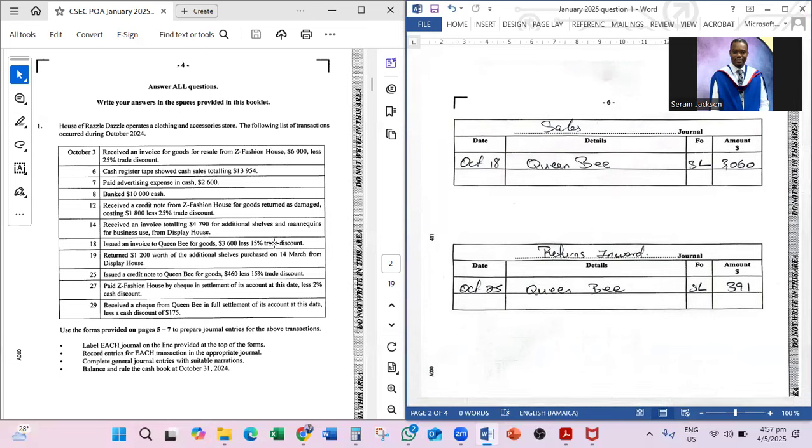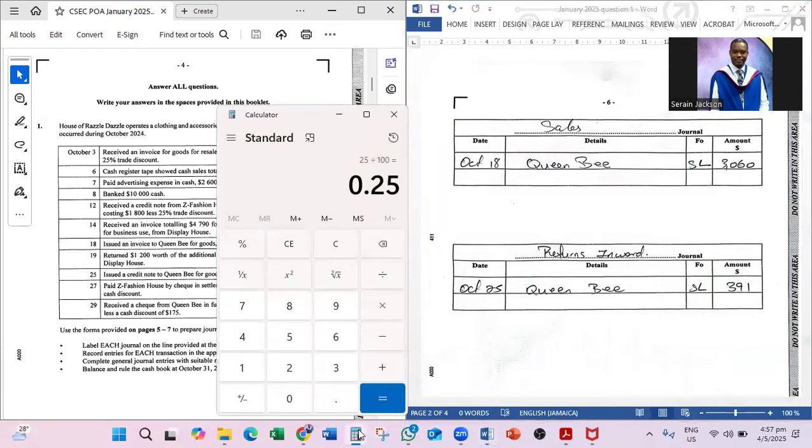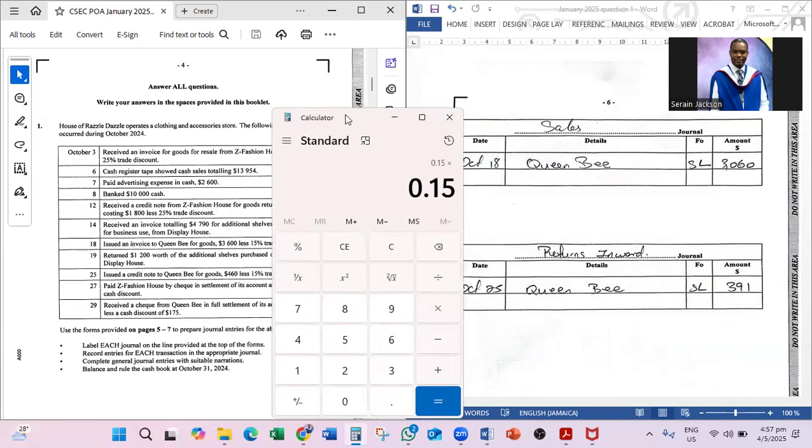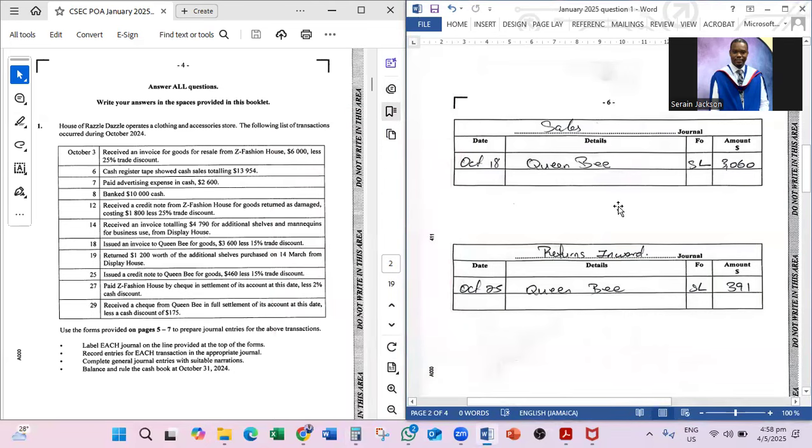It is because I would have found the 15% of the 3,600 and subtracted it. So it is 15%, 0.15 multiplied by how much was it again? 3,600. That would be 540. So you minus the 540 from the 3,600, you get 3,060. All right. Moving on now.